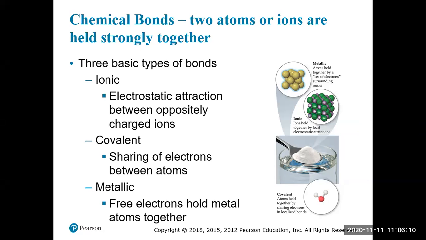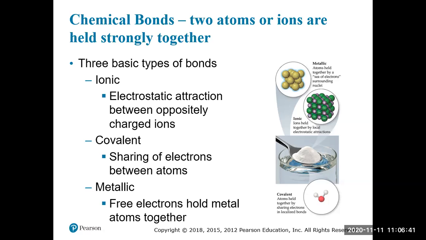Covalent bonds, in that case, the atoms are sharing electrons. So there's not a donation or an acceptance of electrons, it's a sharing of electrons. Now we'll see a little later that sometimes the sharing is equal, sometimes it's more towards one of the atoms than the others, and we have some terms that we'll talk about that describe those situations. But covalent means you're sharing electrons between the atoms.